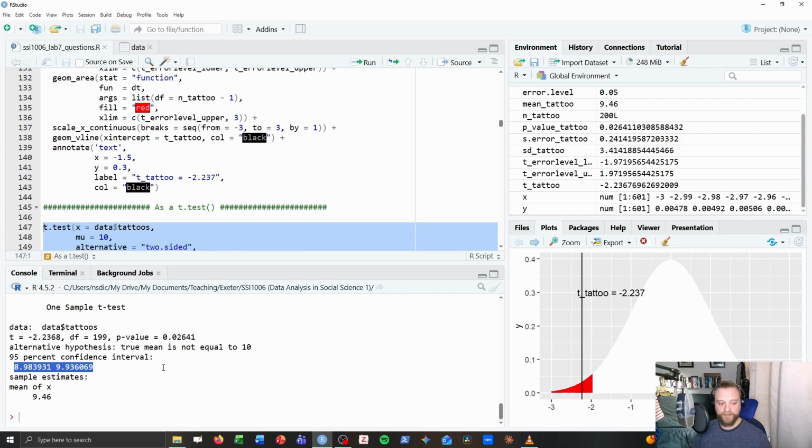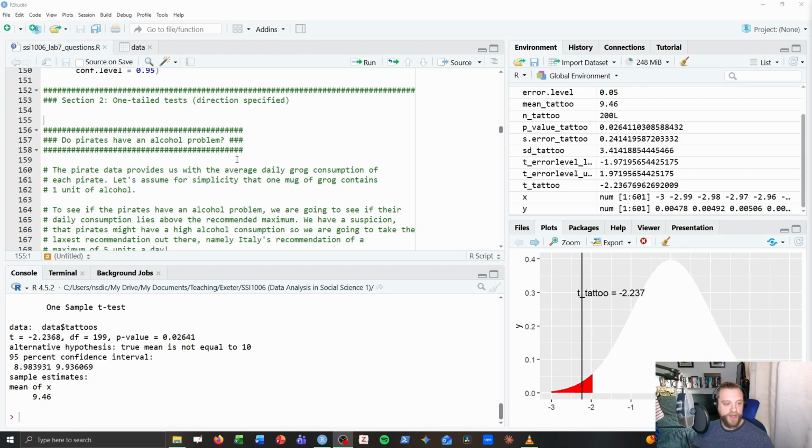And what the t-test is telling us is that with 95% confidence, the true population value of a mean of 9.46 is between 8.98 and 9.93. So even that upper confidence interval is just a little bit below 10, which is what we'd expect for this p-value, right? Because we're testing whether it's equal to 10, and even at the very upper end of its range with 95% confidence, we can see it's below 10.